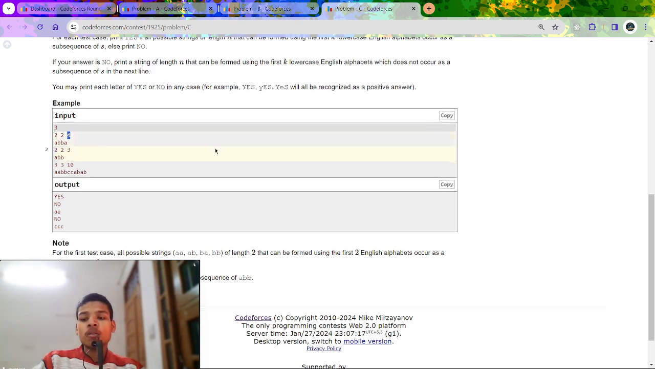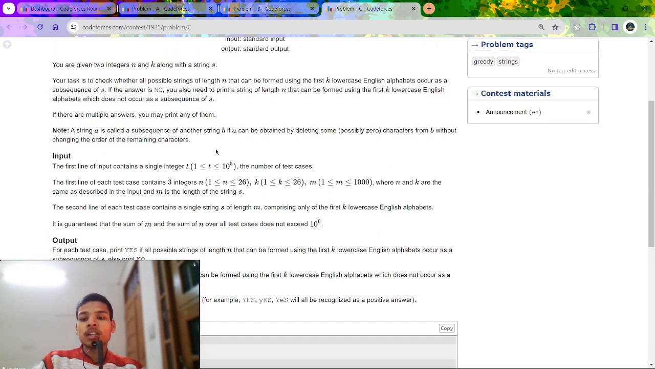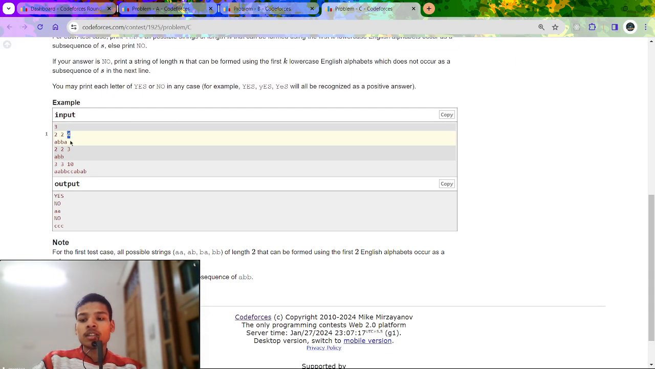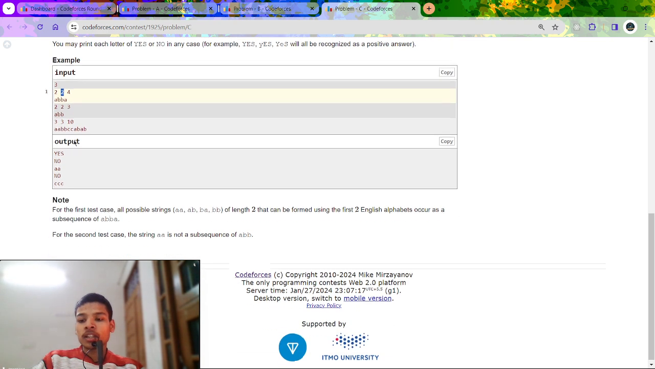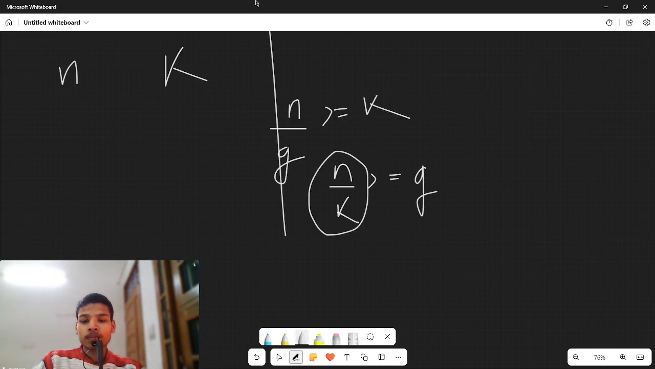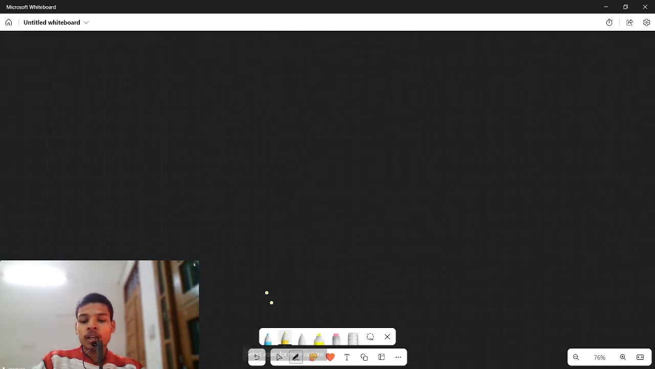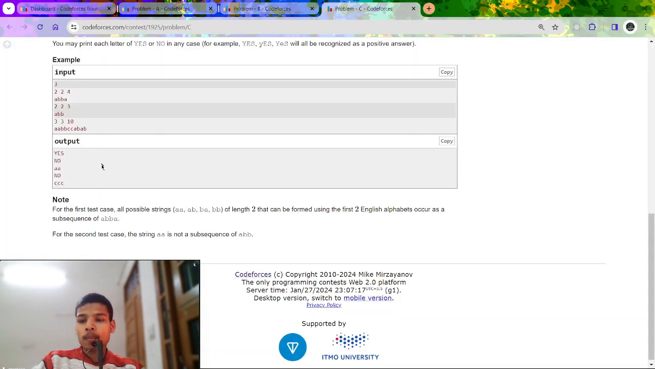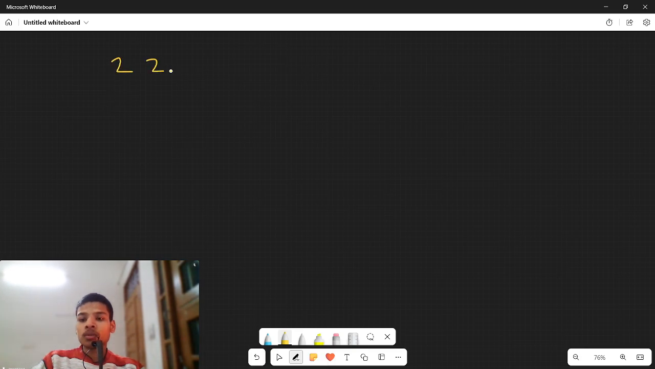Now what is the problem asking us? Simply whether all possible strings of length n from the first k characters appear as subsequences in the given string. For example, 2 and 4. Can I make every possible string? For example, I have here 2 and 4, and what is my string? A, B, B, A.